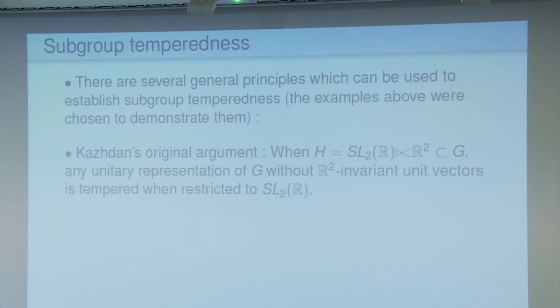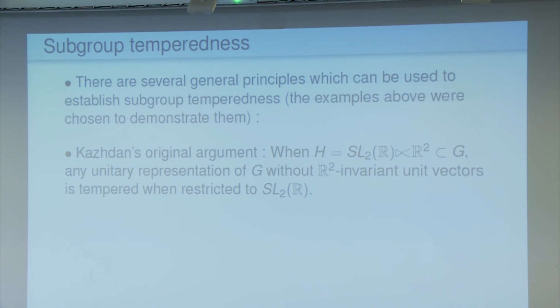The first and the easiest to work with is Kazhdan's original argument. If you recall, Kazhdan's original argument showed that if you look at the group SL2R semi-direct product R2 contained in any G, then any unitary representation of G without R2 invariant unit vectors is in fact tempered when restricted to SL2. This sometimes goes under the name of relative property T, but in Kazhdan's original argument, he doesn't just show that SL2 has a spectral gap. In fact, he shows that the representation of SL2 is weakly contained in the regular. Namely, it's tempered.